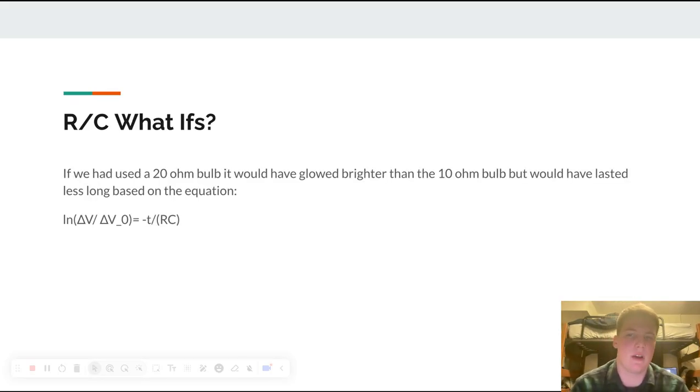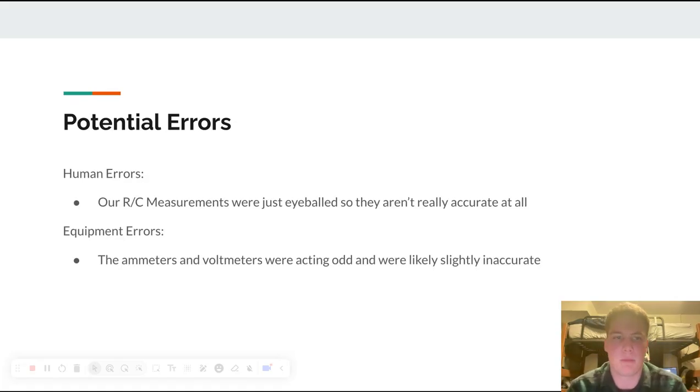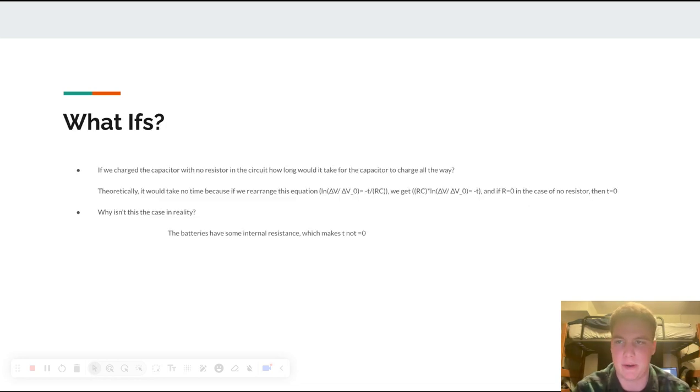If we'd used a 20 ohm bulb instead of the 10 ohm bulb we used, it would have glowed brighter, but it would have died out quicker. And you can just base that on the equation presented right there. It's a pretty simple relationship. Potential errors, human errors: RC measurements were just eyeballed, as we mentioned, and the ammeters and the voltmeters were acting odd the whole lab, so those are probably a little bit inaccurate.